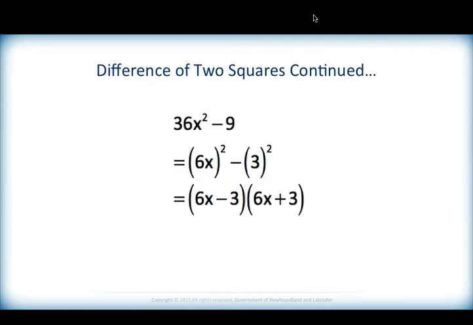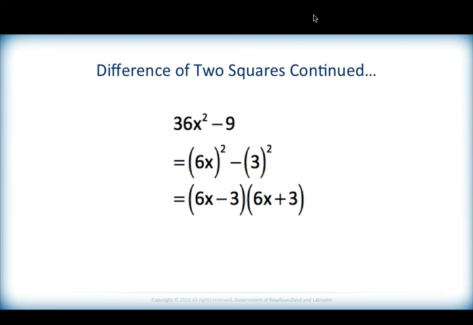If we look at our example here, we have 36x squared subtract 9. We notice we do have a difference of two perfect squares. If you take the square root of 36, you're left with 6. If you take the square root of 9, you're left with 3. So we can rewrite it now as 6x squared subtract 3 squared, which is the same process we did in the other question, which was a perfect square trinomial. And we will write down our two terms. We have 6x and 3 in our first binomial, and we do the same in the second.